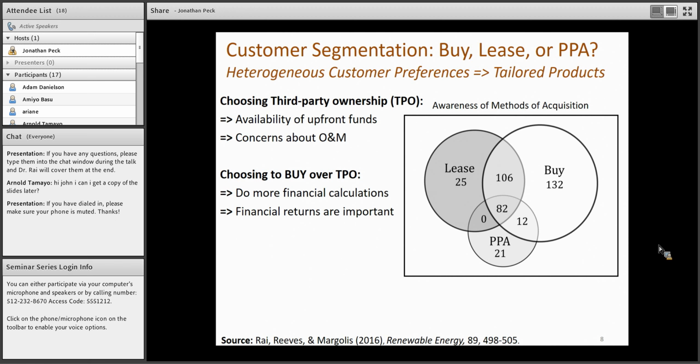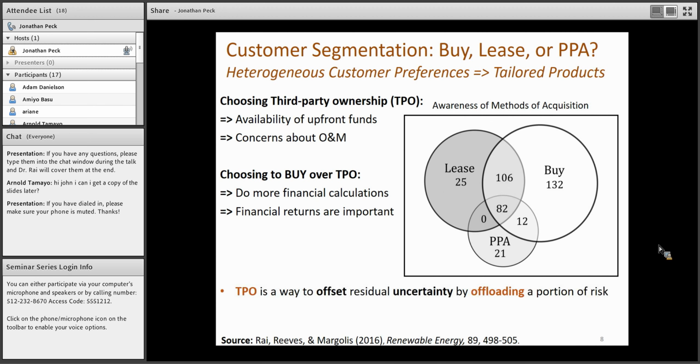If you look at folks who are more likely to buy over going for third-party ownership, these were groups of folks who were a lot more interested in looking at PV as a financial investment tool. And when we looked at their attributes and the actual decision process, they were doing a lot more financial calculation. They were speaking with the neighbors more, and overall financial returns were a lot more important to them.